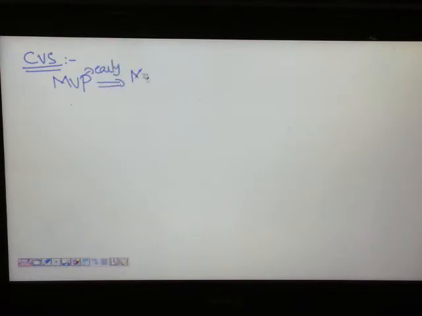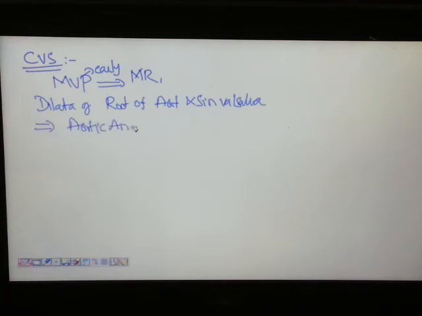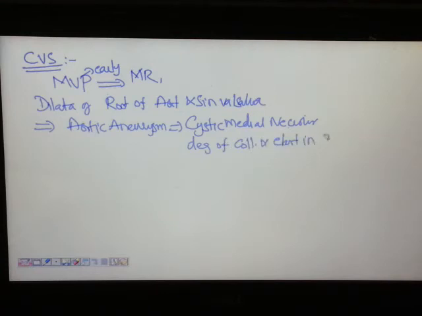It can progress to mitral regurgitation, and dilatation of the root of the aorta and sinuses of Valsalva. There will be formation of aortic aneurysms. The pathology involved here is called cystic medial necrosis. It is nothing but a degeneration of collagen and elastin fibers in the tunica media.